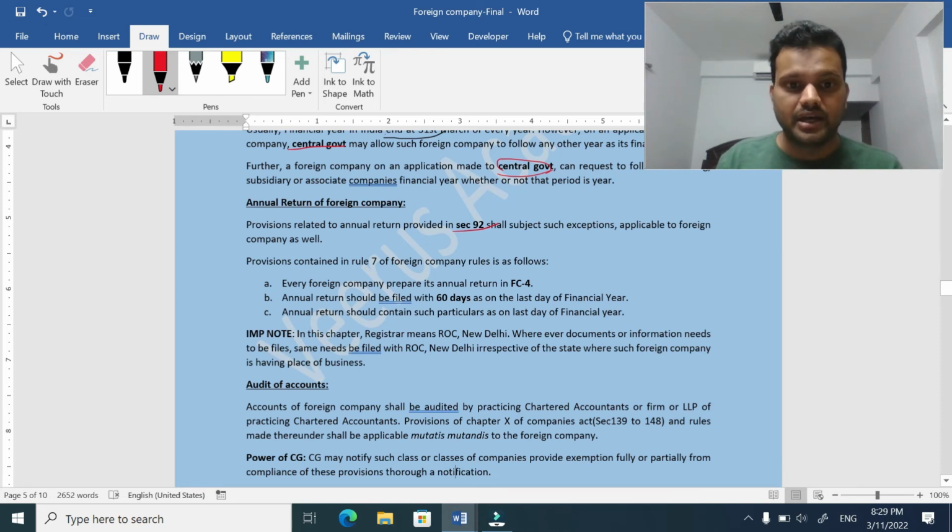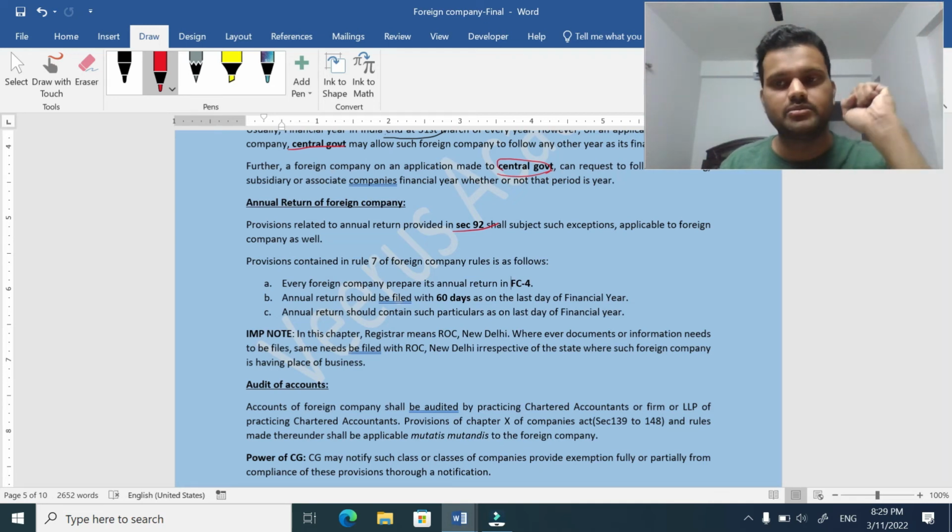Okay. And in case of a foreign company, what are the timelines when they need to file the annual return? They have to file this annual return within 60 days of the last day of their financial year, which they are following. They have to file this with the registrar. And which form do they need to file? FC4. FC4 they need to file.